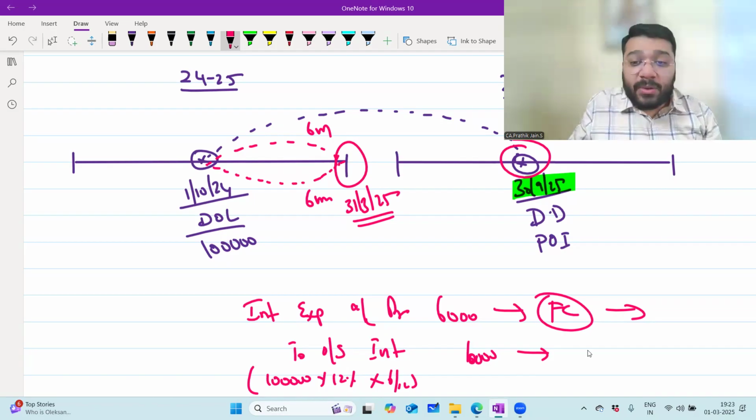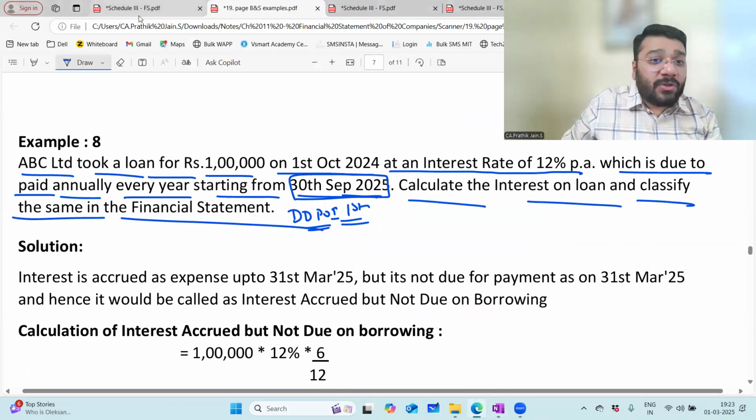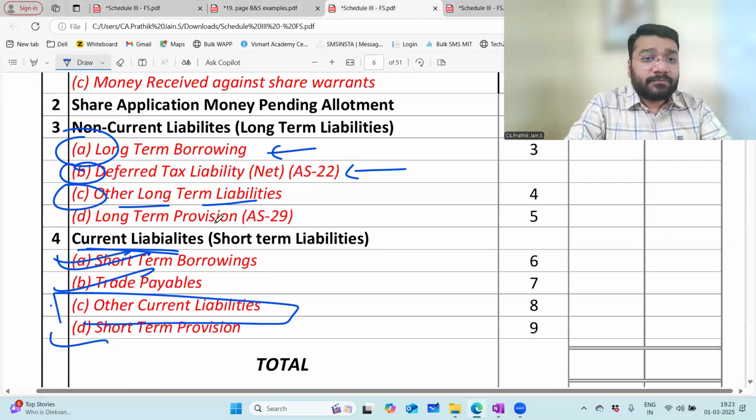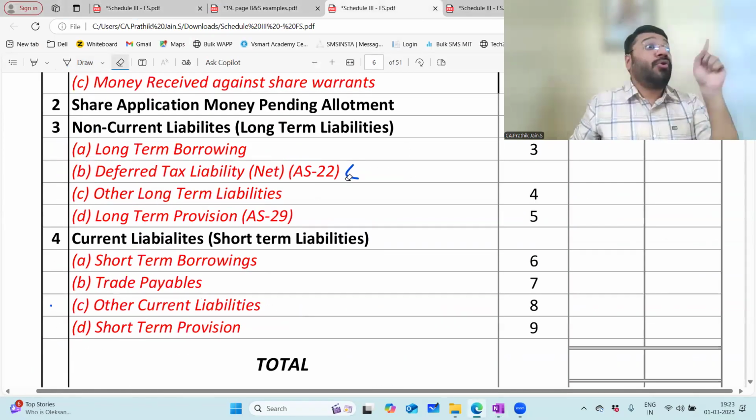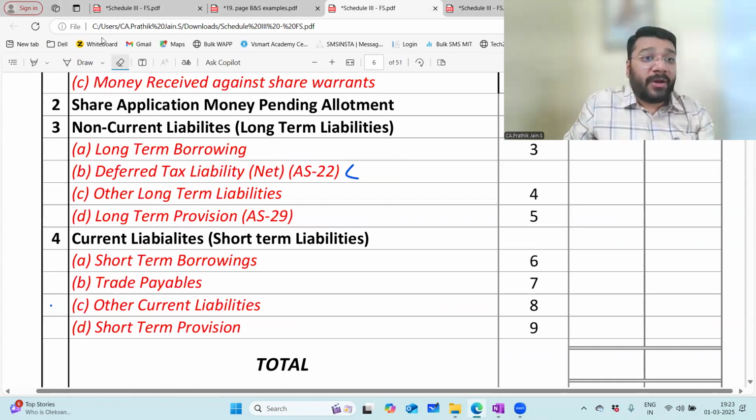So where will I take the 6,000 rupees? Will I take the 6,000 rupees under short-term borrowing? Is the interest component a borrowing for me? No. Principal is borrowing. Interest is not borrowing. So definitely I'll not put this under short-term borrowing. Will I put this in trade payable?